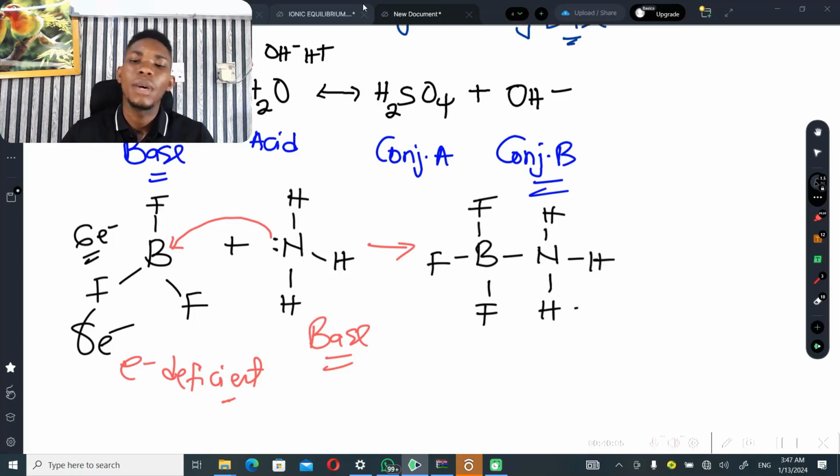Now the reaction is balanced. If you count around boron, you have 1, 2, 3, 4 bonds. If you count around nitrogen, you have 1, 2, 3, 4, which is 8 electrons in their outermost shell.